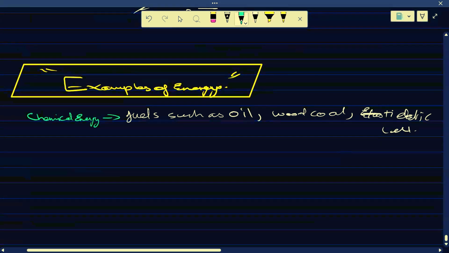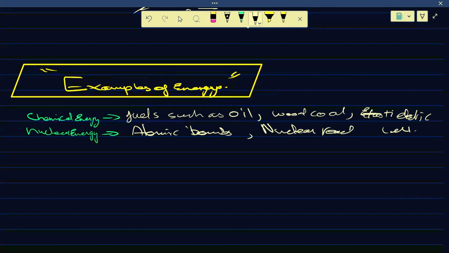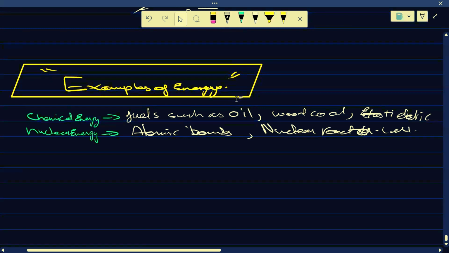So now let's write some examples of nuclear energy. What can be some examples of nuclear energy? In these examples, it can be atomic bombs, and a nuclear reactor is also a good example, and so on. Okay, so now we are done with the nuclear energy examples.